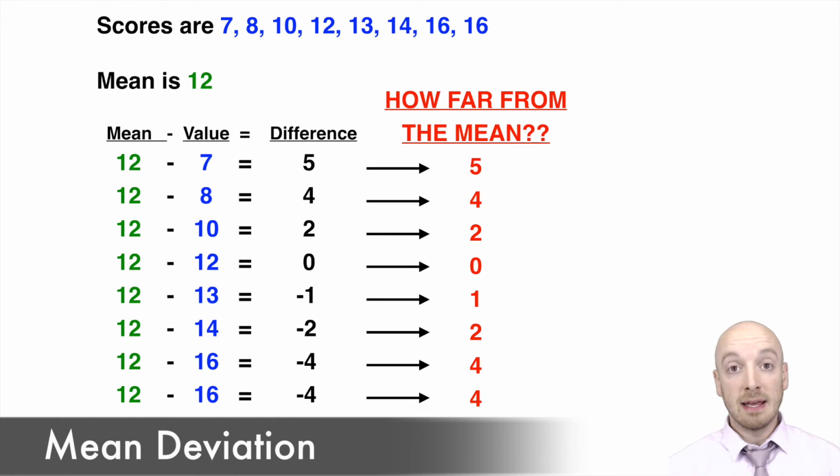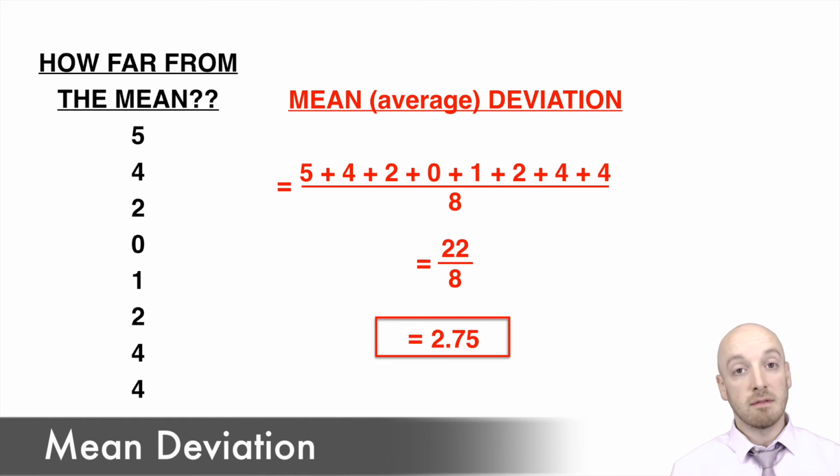So now that I have a list of all my differences as positive numbers only, remember, I don't care if I'm above or below the mean, I just want to know how far away. Once I have the list of those numbers as positive values only, I'm going to take the mean of that new list. So all the differences that I just wrote down, I'm going to add them up and divide by the number of values. Watch how that happens.